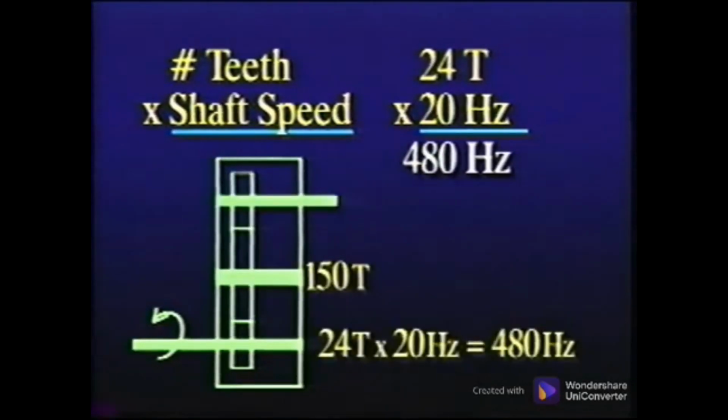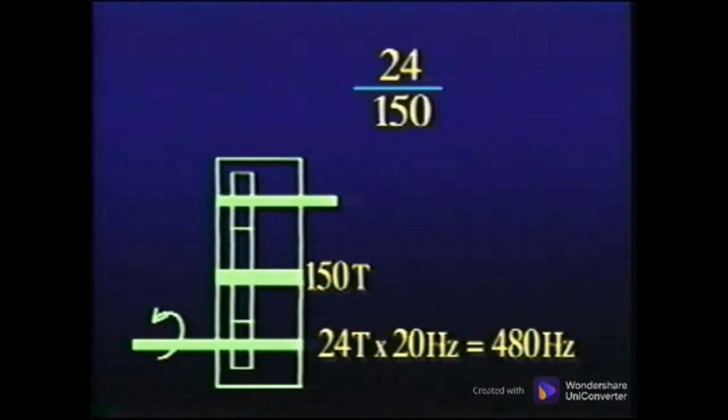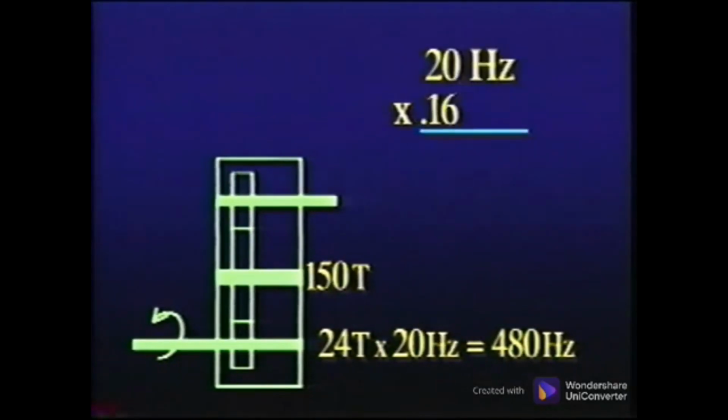The mating gear is 150 teeth. And its shaft speed is the ratio of the two gears. Simply divide the teeth of the first shaft by the teeth of the second shaft to obtain the ratio. This yields 0.16. Now multiply the input shaft speed by 0.16 to obtain this shaft speed. So 20 hertz times 0.16 equals 3.2 hertz. This is the shaft speed.